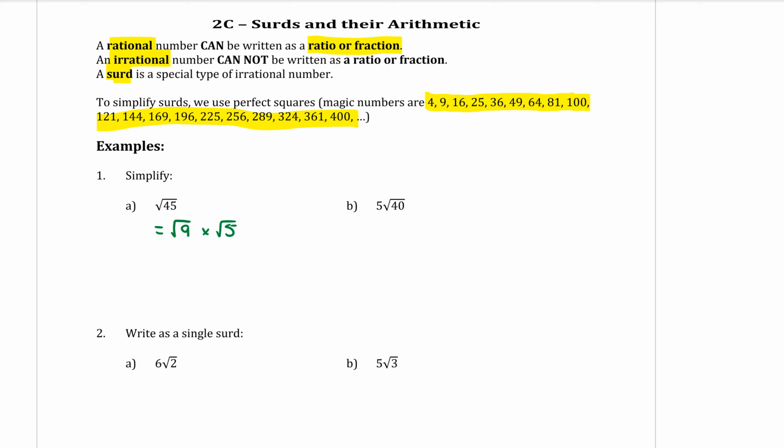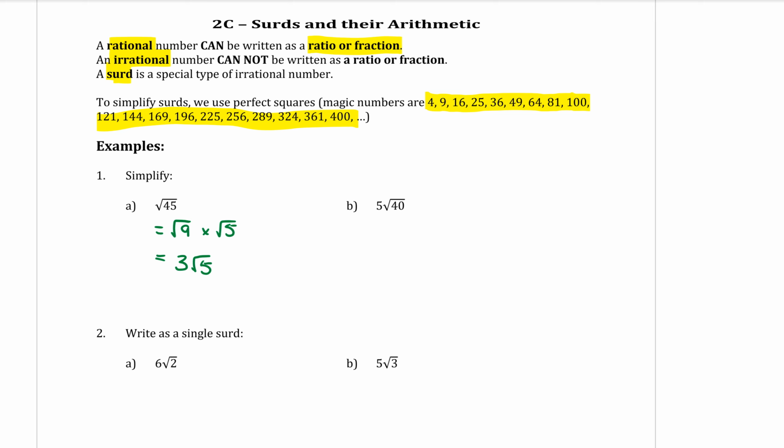because that then makes it really easy to simplify, because the square root of 9 becomes a 3, and the square root of 5, which doesn't simplify anymore, just sits there on the end. Okay, and that's simplifying. Done.